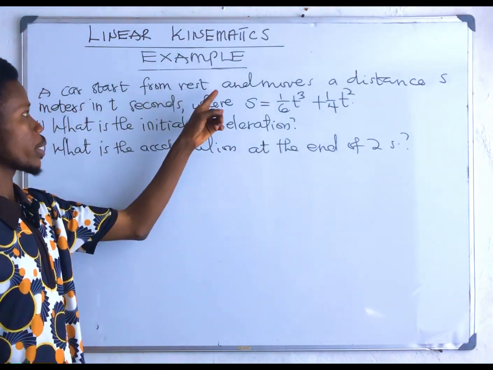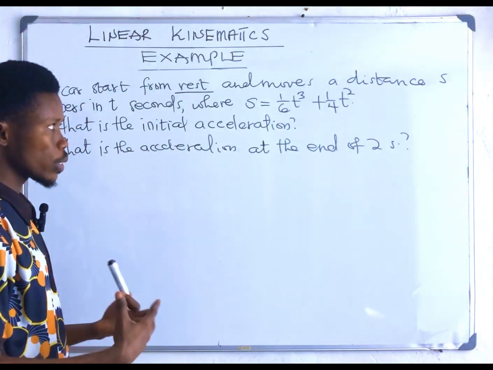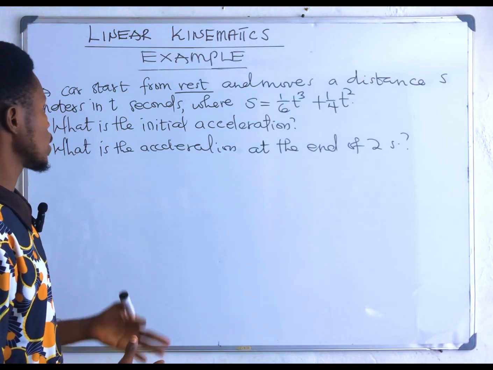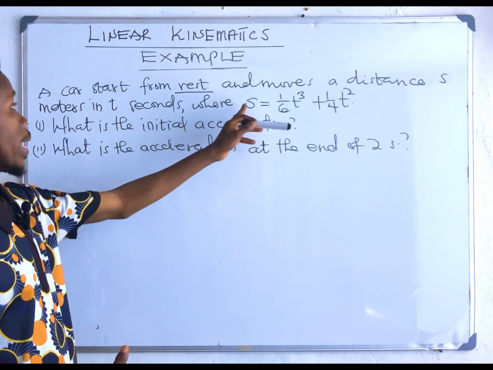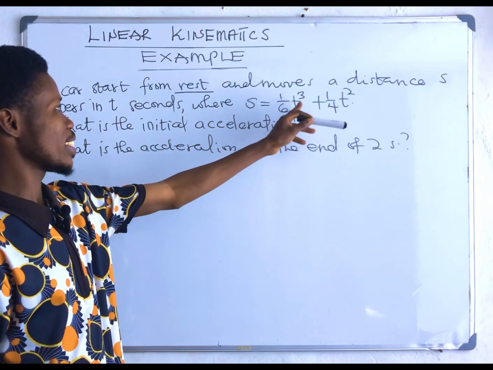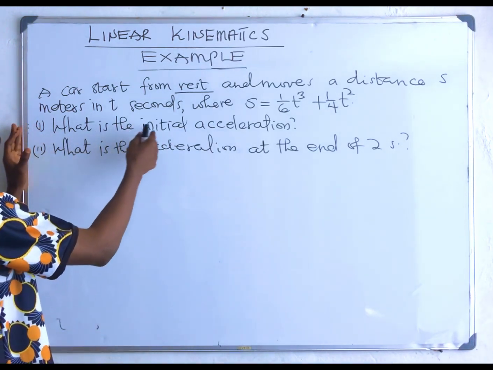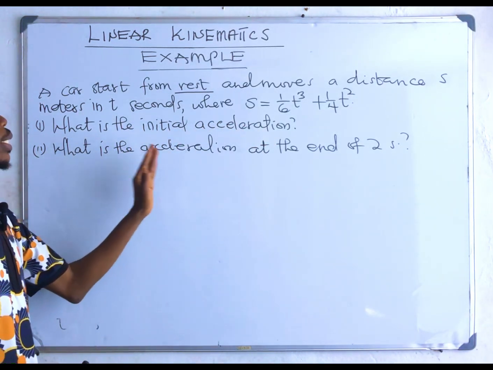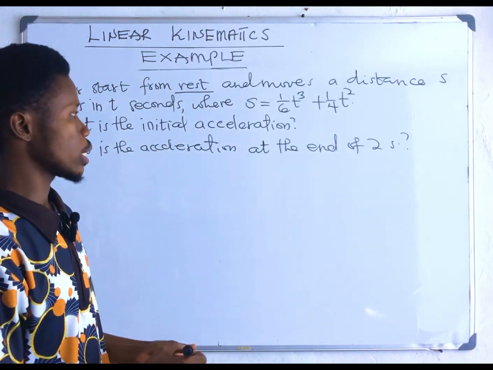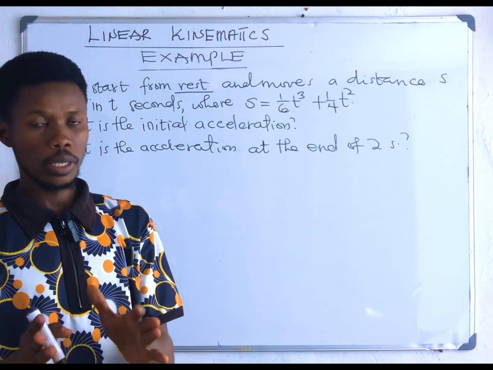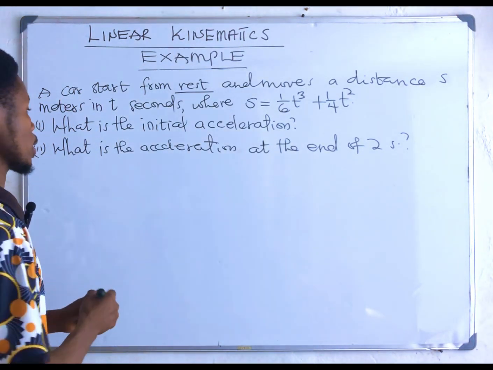A car starts from rest. So the keyword is rest. It moves a distance s meters in t seconds, where s equals 1 over 6 t cubed plus 1 over 4 t squared. First, what is the initial acceleration? Second, what is the acceleration at the end of 2 seconds? So this is the question. You can pause the video and try it yourself. Okay, so now let's start.